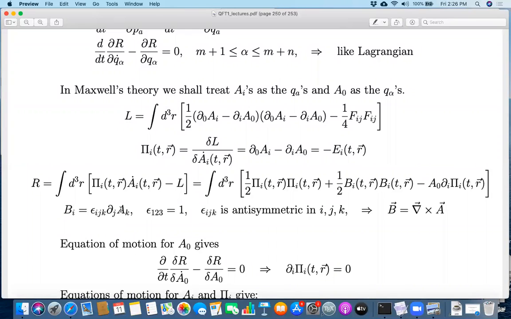Is this point clear? Okay. So just work this out carefully and you will find this is a straightforward exercise, that the Routhian in this case is given by this sum. That there's a pi_i, there is a B_i, and then there's a minus A_0 del_i pi_i.